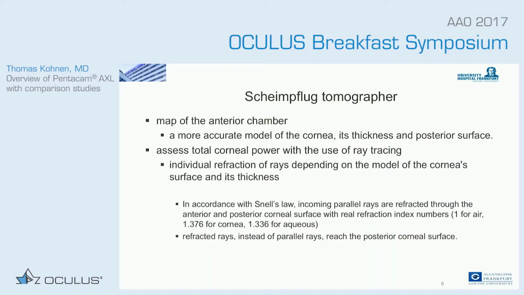Now, we have done some studies, and because the map of the anterior chamber is taken, you have a more accurate model of the cornea, thickness, and the posterior surface. And to assess total corneal power, the use of ray tracing is one of the principles you use with a Scheimpflug tomographer.